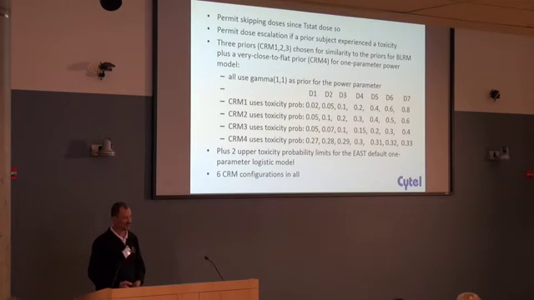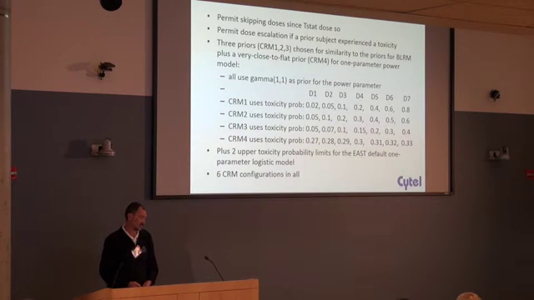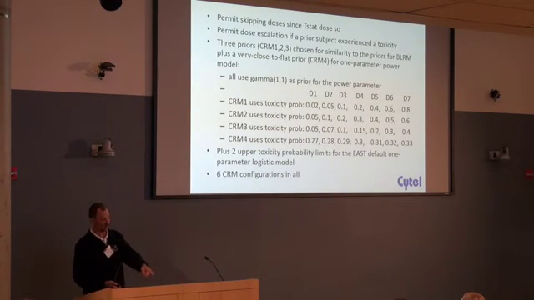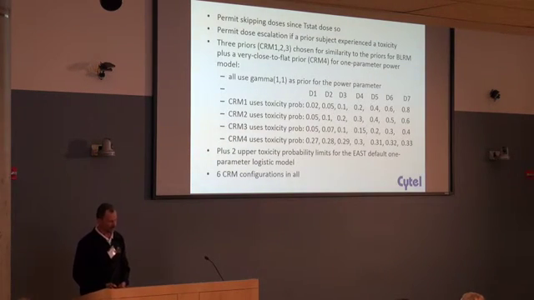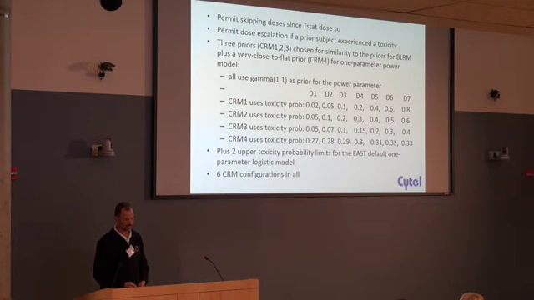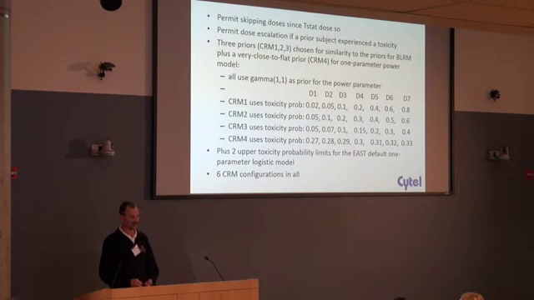For CRM optimization, I permitted skipping doses like the T-statistic Design. I used these 3 priors that are listed there, and they're all increasing. And then I just wanted to use a flat prior to see what that did, and so there was a 4th flat prior as well. And there are 2 upper toxicity limits for the East default in the one-parameter logistic model, and I just kept them the same. So there were 6 configurations of CRM.